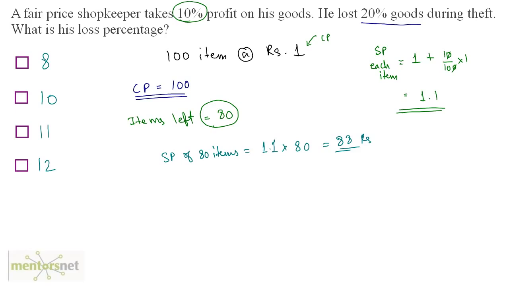We have the cost price, so we can calculate the loss percentage. Selling price is less than the cost price. Loss percentage is the loss, which is cost price minus selling price, 100 minus 88, divided by the cost price, which is 100, times 100. The 100 and 100 get cancelled out. What remains is 100 minus 88, which is 12. So 12% is the loss percentage. So option D.